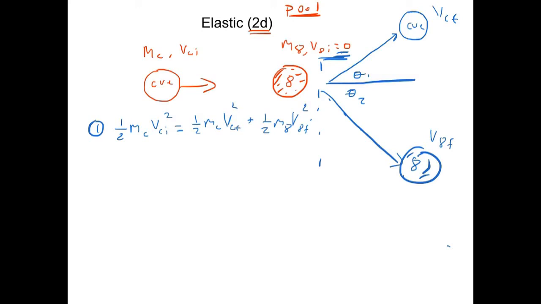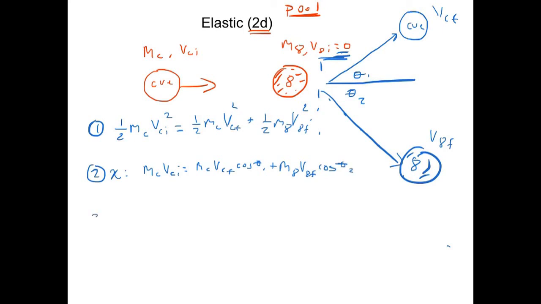The other set of equations is that momentum is conserved. And remember, momentum is a vector. So if we think about it in the x direction, my initial amount of momentum is just mc vci. And that's going to equal mc times the final velocity of the cue ball, cosine theta 1, plus mass of the 8-ball times the final velocity of the 8-ball, cosine of theta 2.